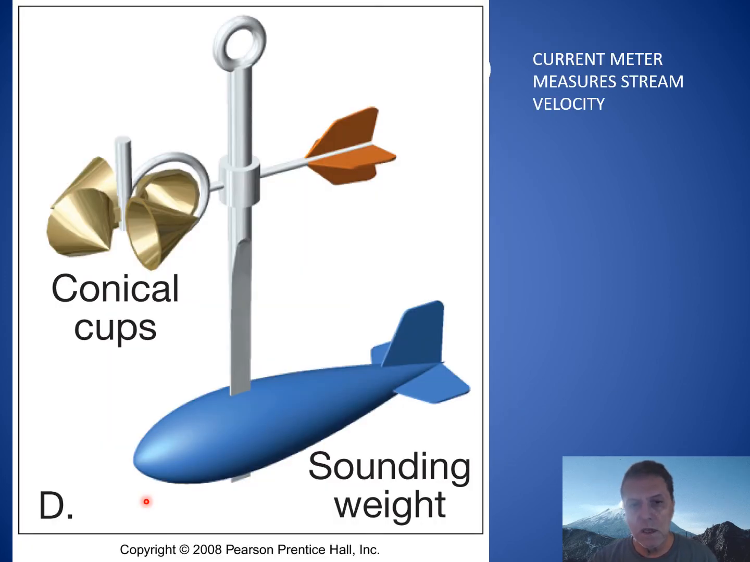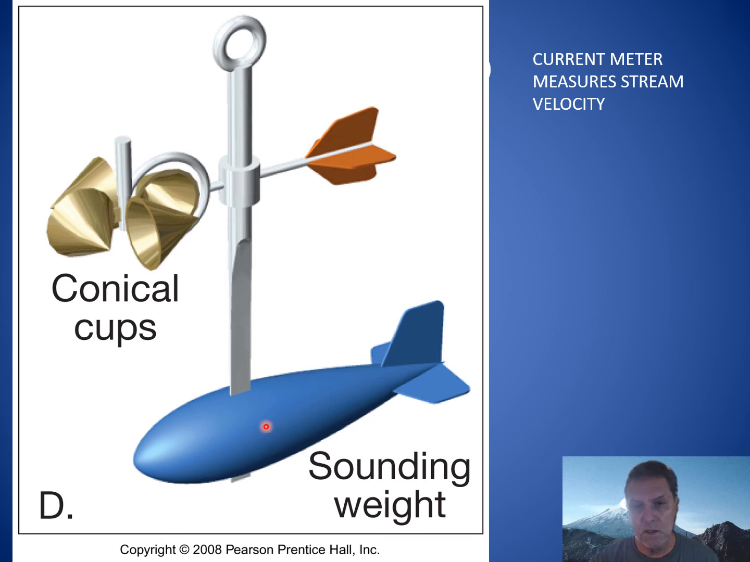So one of the instruments the USGS uses is a current meter, measures stream velocity. This fish is lowered into the stream, and so is this part of the instrument. As the water takes hold of these cups and spins them around, it gives the operator a measure of stream velocity or water speed, water velocity. This is like a weather vane, so it'll shift with the direction of current.